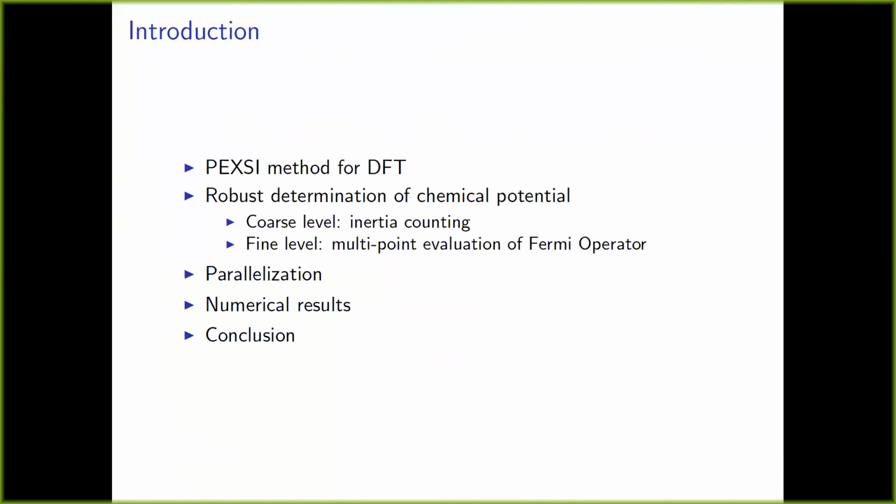First, I will talk about PEXSI for DFT, and then our current new algorithm for robust determination of the chemical potential, some parallelization and numerical results.